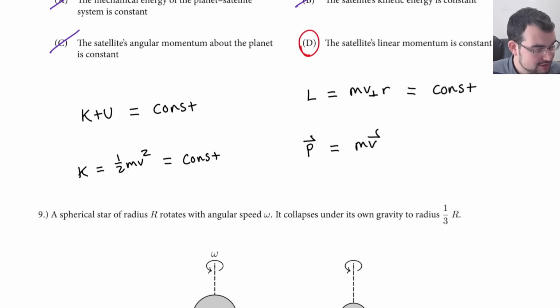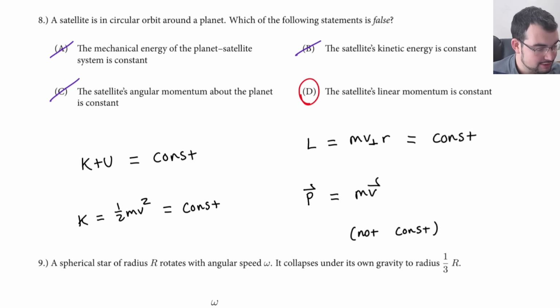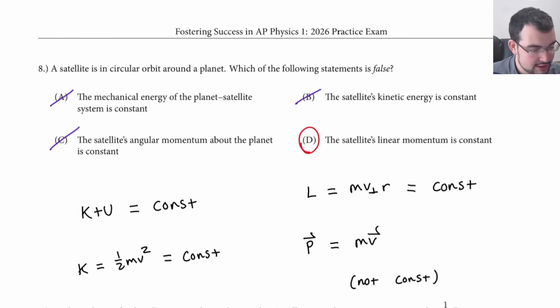And another way of seeing this is there is a net force acting on the satellite, right? It's gravity. So if you have a net force, you're going to be changing your momentum. So because you had to evaluate all of these, I've said this was a 3-star.